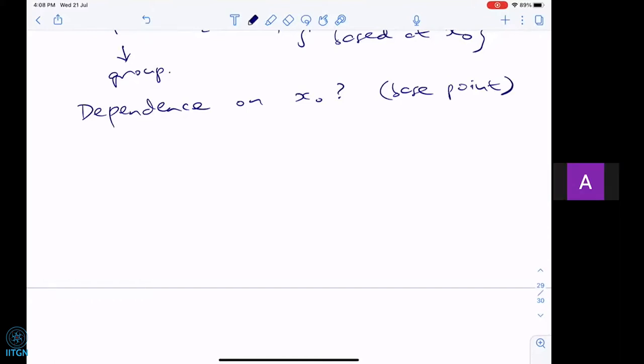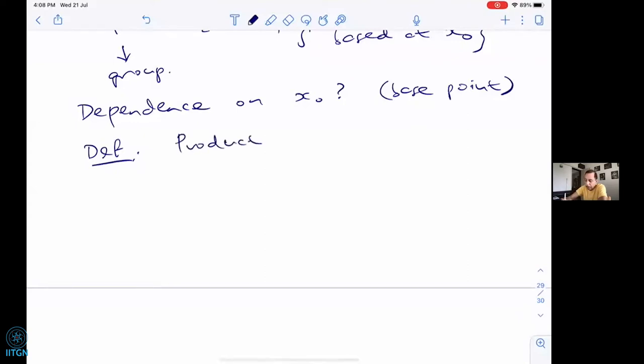Okay, so what can we do about this dependence on x naught? So let's define a few things first, which will help us. Last time we defined the product of two based loops with the same base point. Now I'm going to define the product of two open paths. Remember, a path was generically open. It was a loop if the endpoint was the same as the starting point, right?